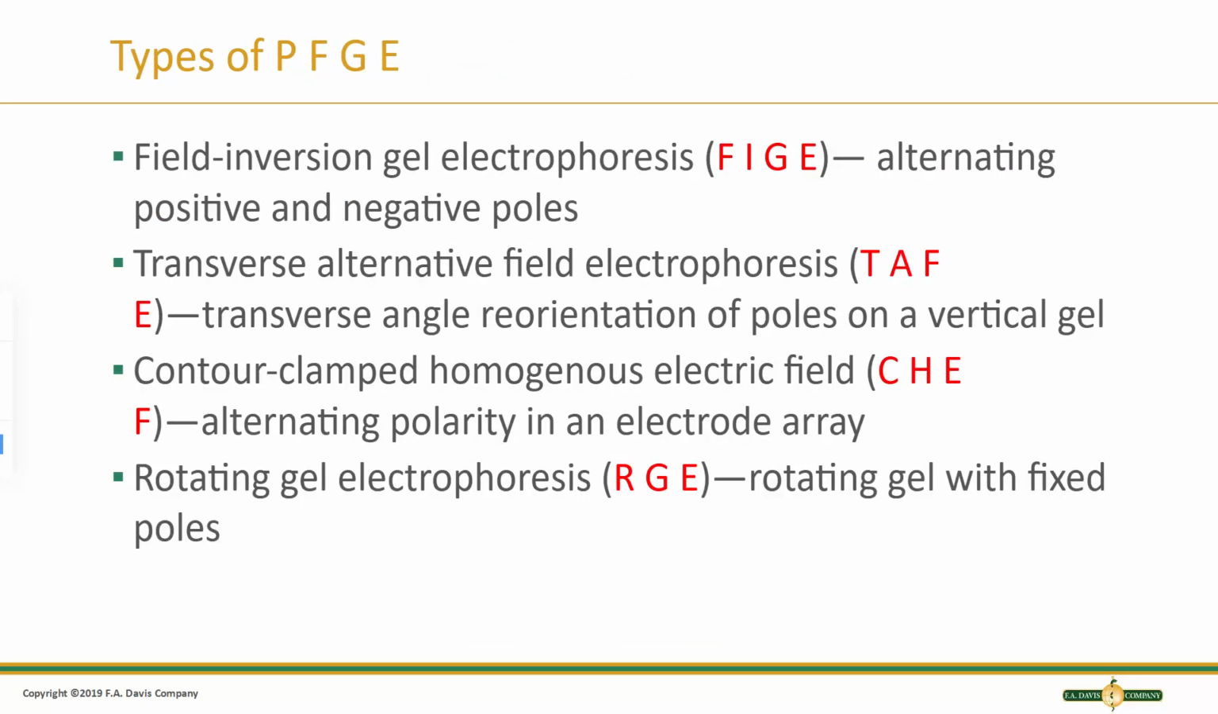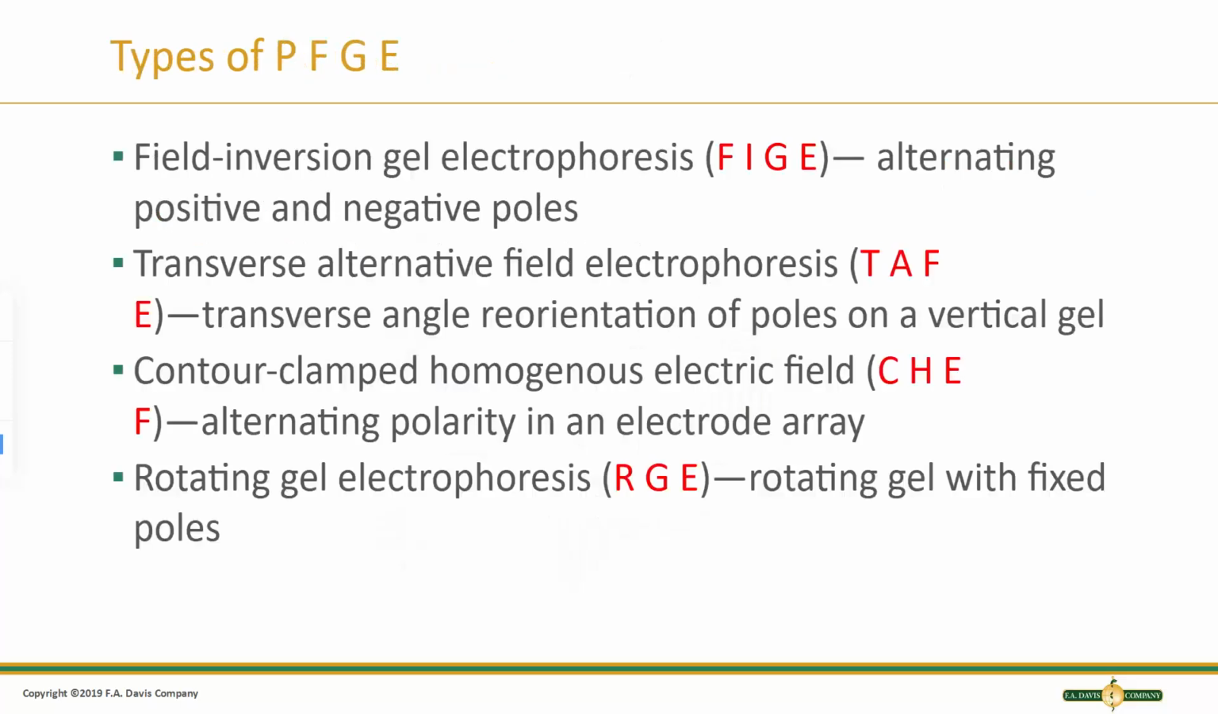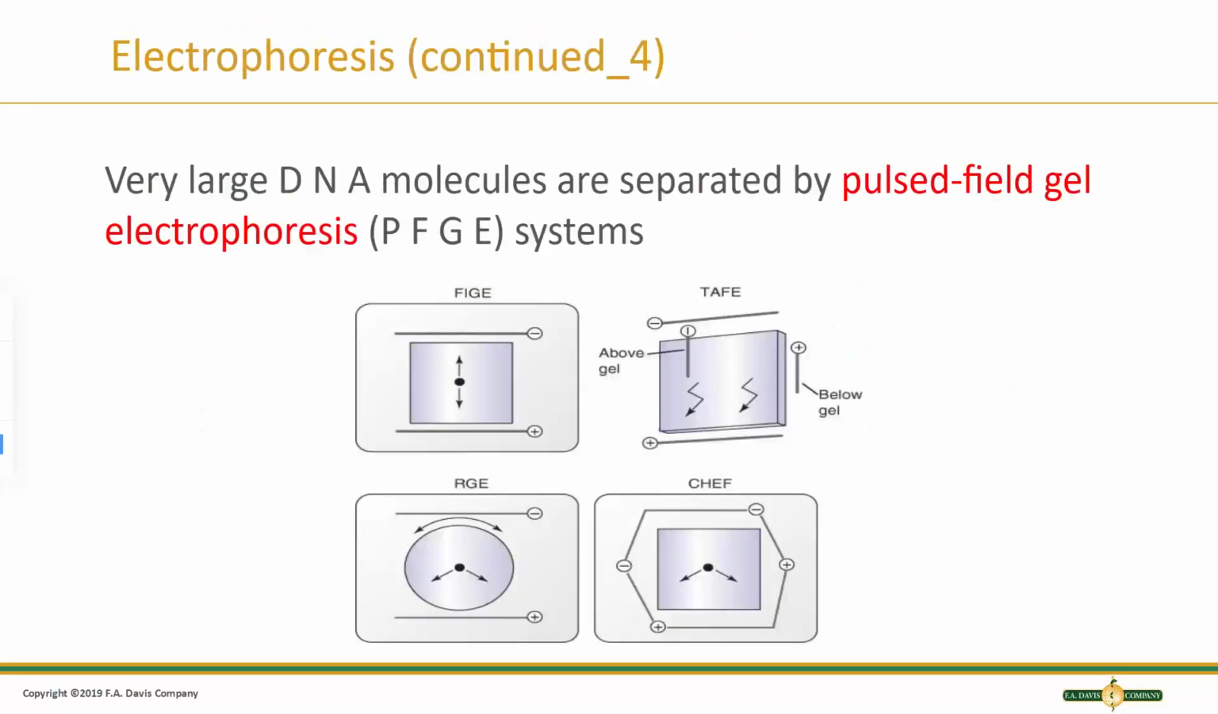Contour clamped homogeneous electric field, alternating polarity in electrode array. And you can see that at the bottom. And rotating gel electrophoresis, rotating gel with fixed poles. And you can see that there. So the gel actually rotates. Again, the whole purpose is to apply alternating currents to try to tweeze away these molecules that are pretty close together because they're so large.